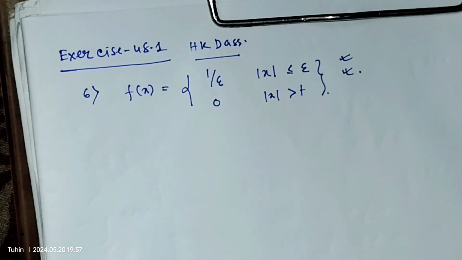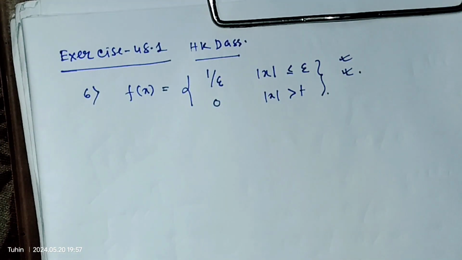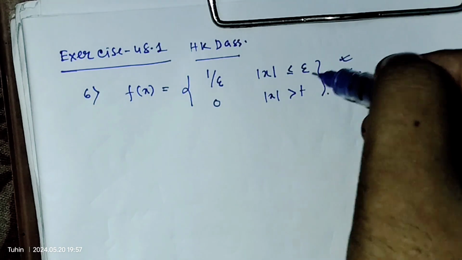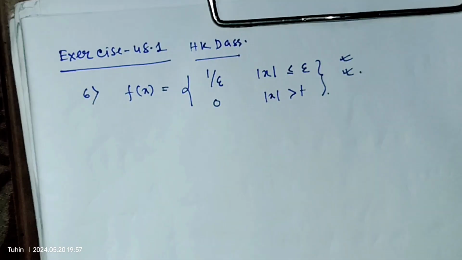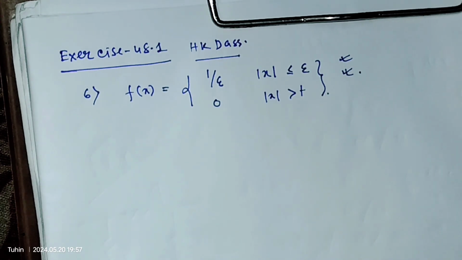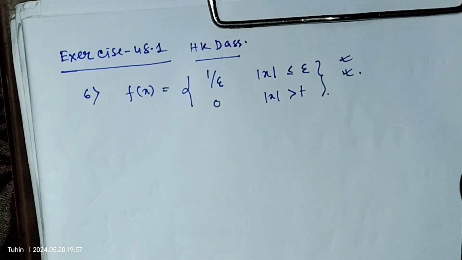So what is given: f of x equals 1 by epsilon when mod x is less than or equal to epsilon. You can say e or epsilon, whatever you feel free to say. And this is 0 when mod x is greater than epsilon. I think you are doing the Dirac delta function chapter, and you already have the knowledge about the mod function. So I am going to solve this directly.